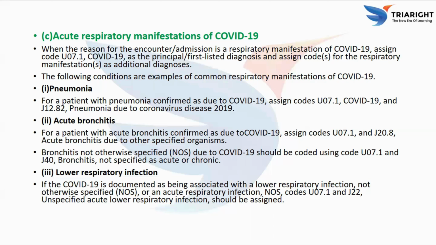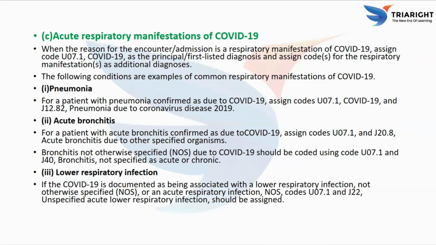Same as in acute bronchitis. If acute bronchitis is due to COVID-19, U07.1 is assigned first. It is the principal diagnosis, followed by the acute bronchitis code. If bronchitis is not specified but it is linked to COVID-19, then instead of acute bronchitis, you have to assign the code for bronchitis unspecified.